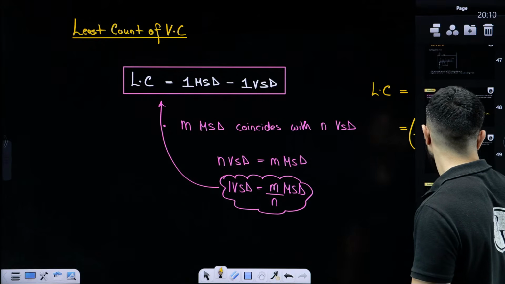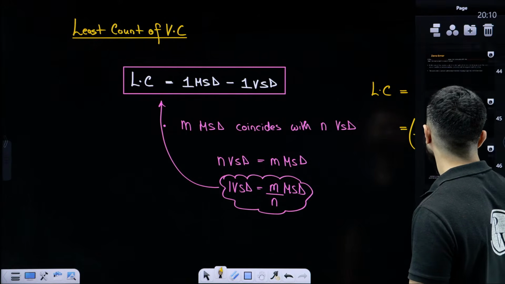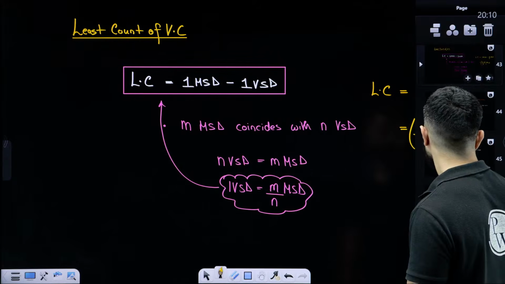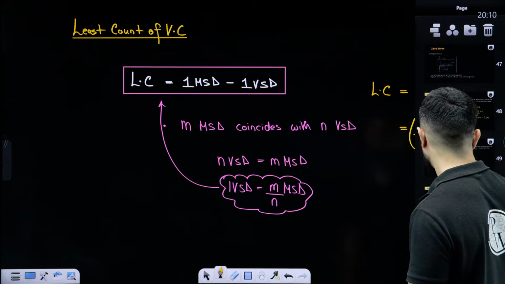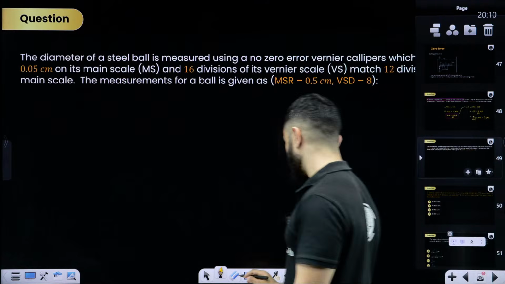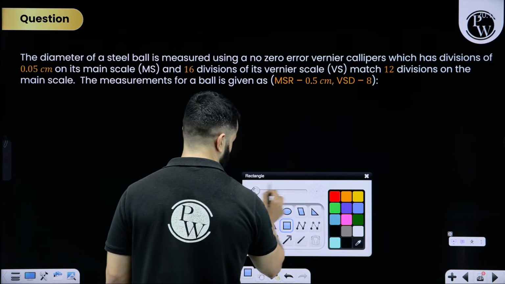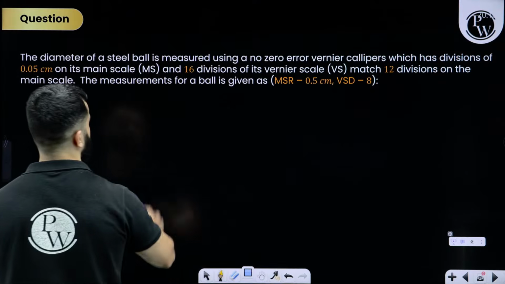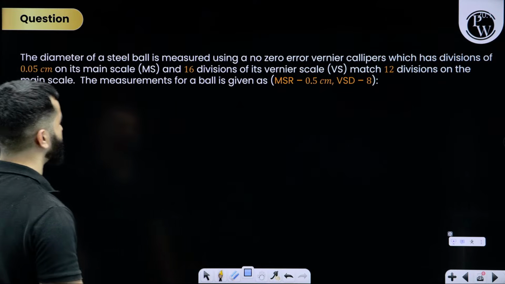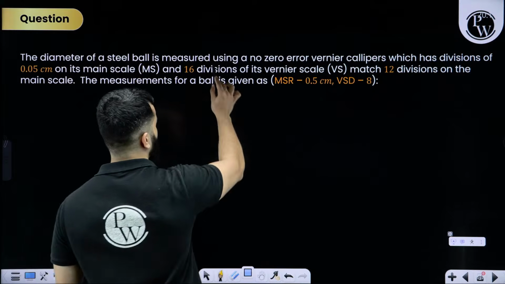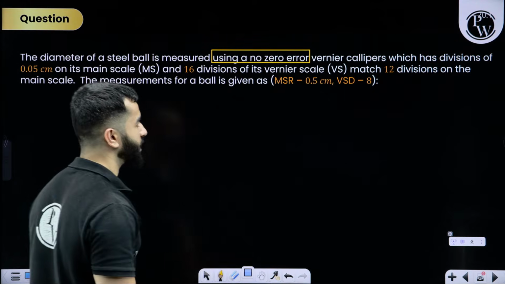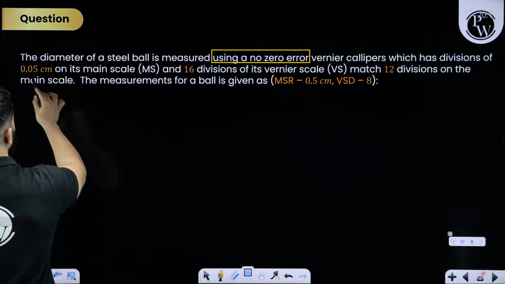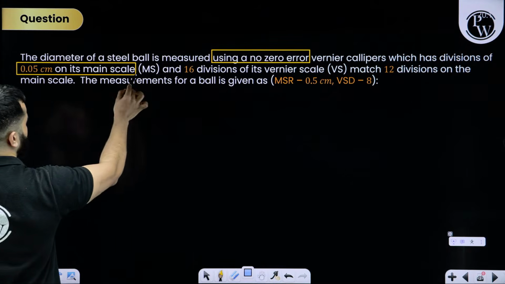So moving on, my dear friends, if we want to find out the reading of a vernier caliper, then what can we do? If we want to find out the reading of a vernier caliper, then pay attention. First of all, right now we are not talking about zero error. So there is no zero error in a vernier caliper which has divisions of 0.05 centimeter on the main scale.